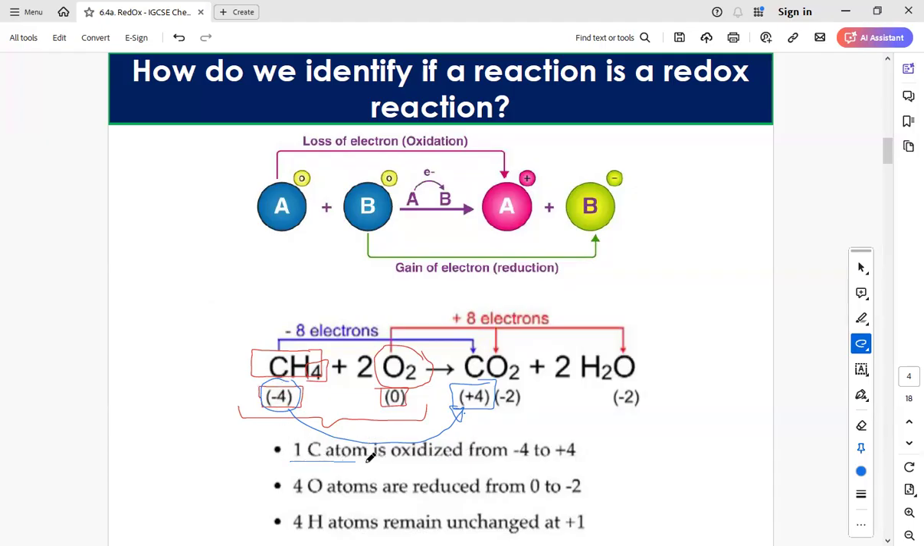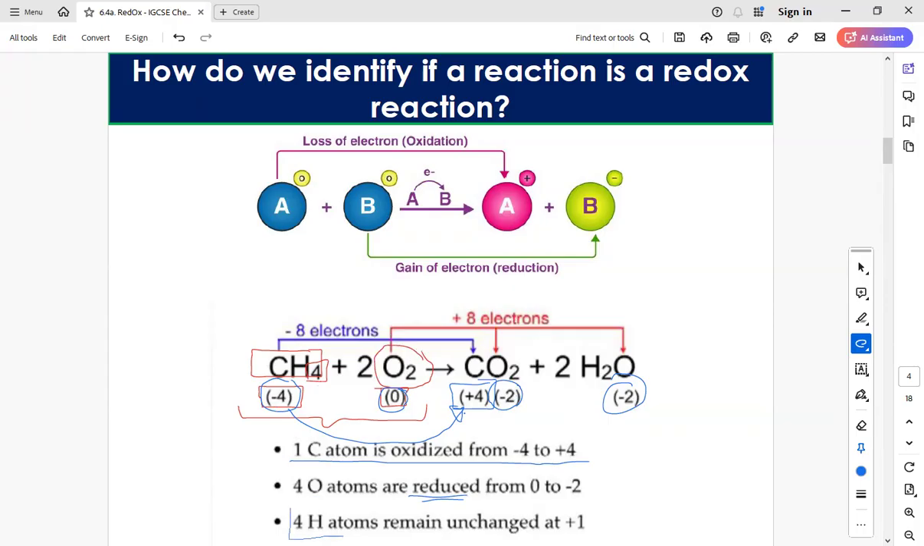Okay, so one carbon atom is oxidized from -4 to +4. And if you apply the same rule on oxygen atoms, so they are reduced from 0 to -2 here. See? So oxygen is reduced. Okay, but obviously it stripped electrons from carbon and hydrogen. So that's why it has oxidized carbon.